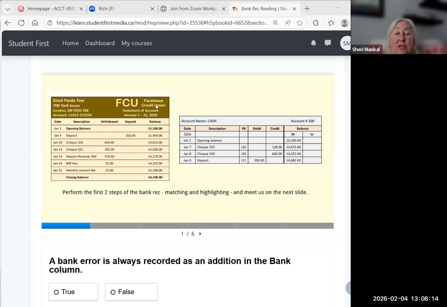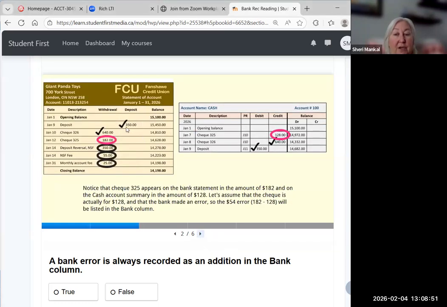So now we're working with the Fanshawe Credit Union, and we have our cash account. And we're working for Giant Panda Toys this time. So here's our opening balance of $15,100, and it happens to be the same opening balance for our cash account. But the closing balance here is 14,198, and the closing balance is 14,682. So we have a discrepancy, which means we're going to have to do a bank rec statement. So let's have a look. We're going to go and check and make sure what matches and what doesn't match.